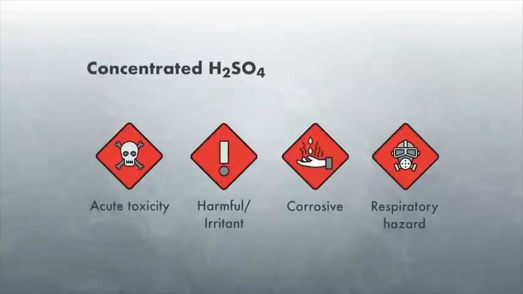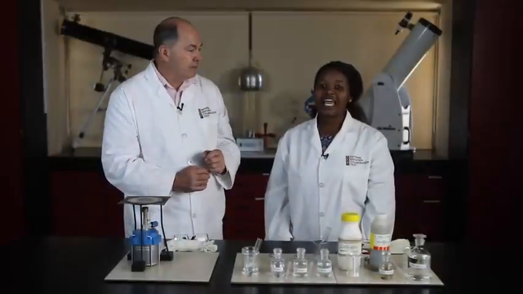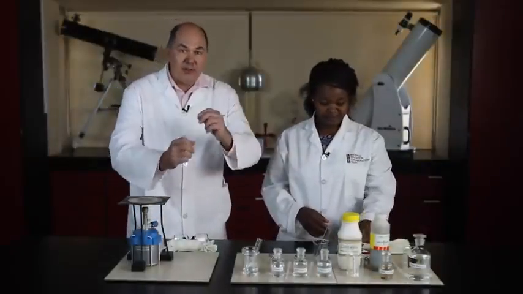Concentrated sulfuric acid is a powerful dehydrating agent and it's corrosive. It can cause severe chemical burns if it comes in contact with your skin. We will wear gloves and safety goggles. Let's put those on now.